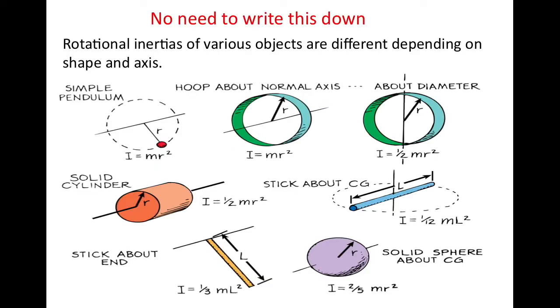You do not need to write this down, but I just wanted to show you that rotational inertias are very different depending on the shape and size and the axis of the object that you're looking at. We have learned this one right here. Rotational inertia equals mass times radius squared. Also over here. So these two are similar. However, depending on if you take into account the diameter, it changes, or whether or not your mass is long, then it would also change. So this is just to give you an idea that there are different equations depending on the shape and the axis of the object.